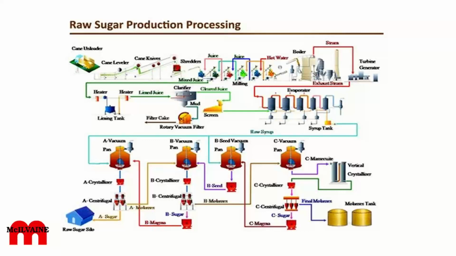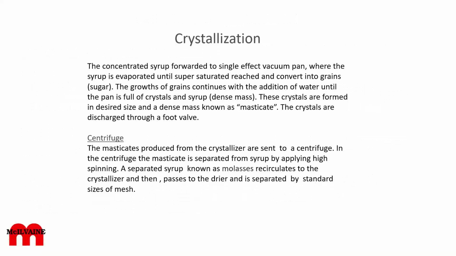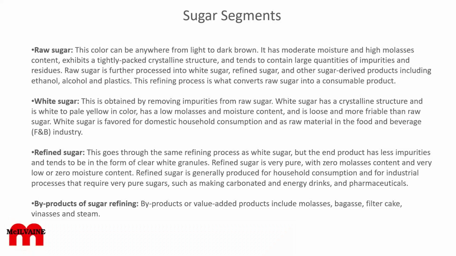And you need process flow diagrams like this just to start the analysis of where your air, water, and energy product might be needed: collection of the raw material, from the crushing of the sugar cane through the juice clarification, crystallization, and the use of centrifuges and others for this process.